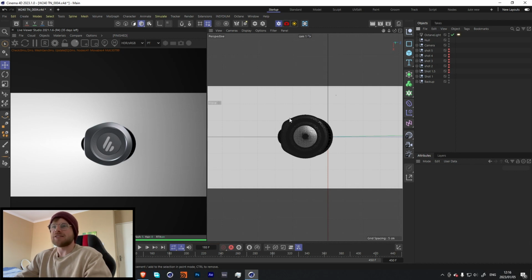This ad is for EDIFIER's W240TN earphones. They didn't really have any specific direction that they wanted me to take it in, just more to show off the product. They wanted to emphasize that the button itself clicks. And then there were just a few other pointers that they had. But let me show you how I did this.